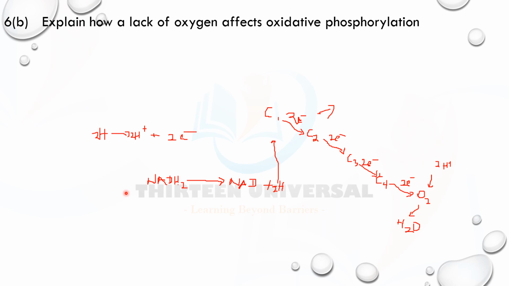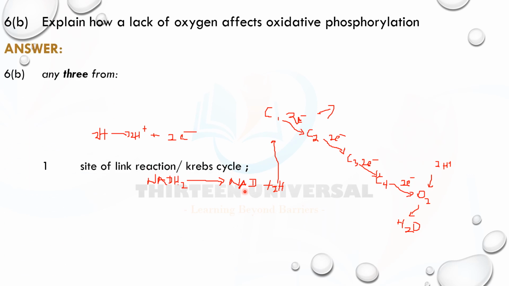The question says explain how lack of oxygen affects it. If there's no oxygen, there's no final electron acceptor. So the flow of electrons will stop, the electron transport chain will stop, and NAD will not be regenerated. Chemiosmosis will not occur, so less energy will be formed and oxidative phosphorylation will not occur. If NAD and FAD are not regenerated, the Krebs cycle and link reaction will shut down.